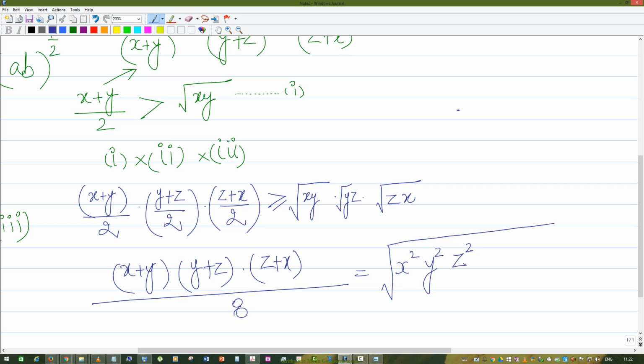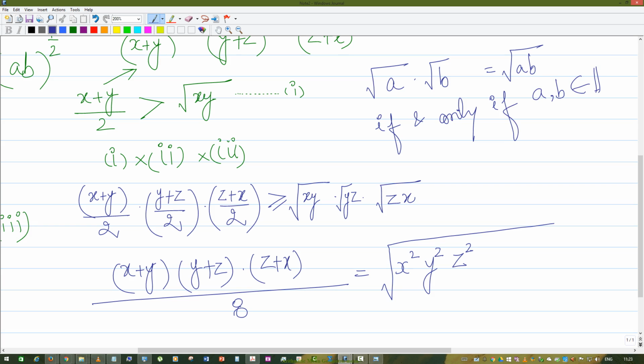Remember one thing, that if we have two quantities a and b, the product of square root of a and square root of b will be equal to square root of ab if and only if a, b belong to positive real numbers. Or if we have square root of a, square root of b, square root of c, or any number of quantities, this will be square root of a times b times c, but the only condition is that a, b, c and all the quantities have to be strictly greater than 0, that is they must belong to the set of positive real numbers.